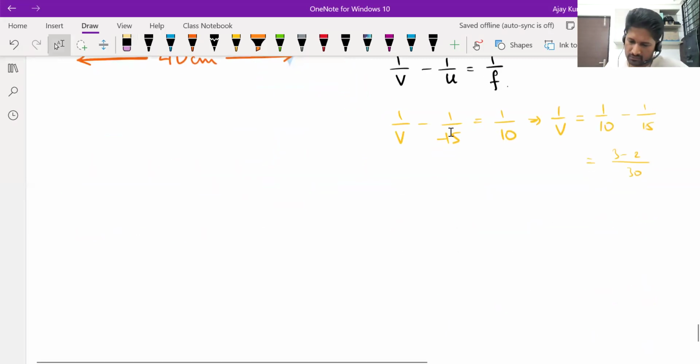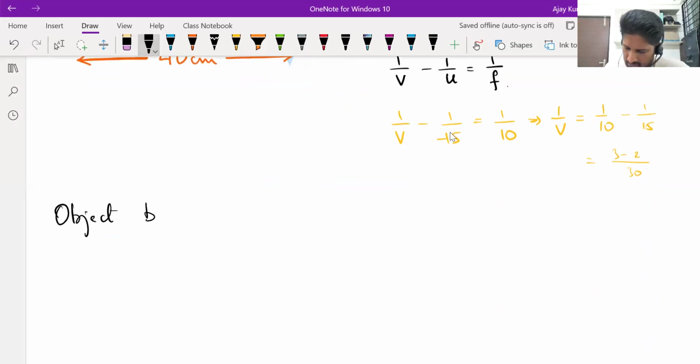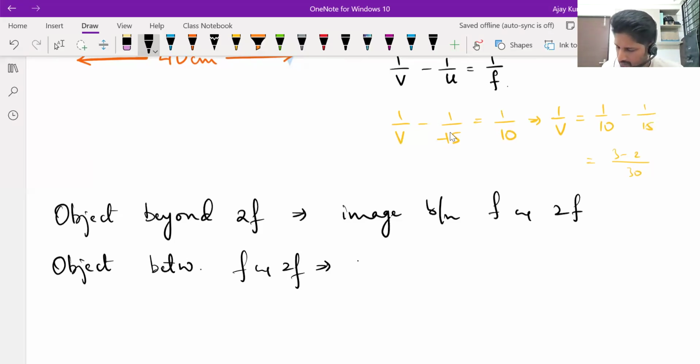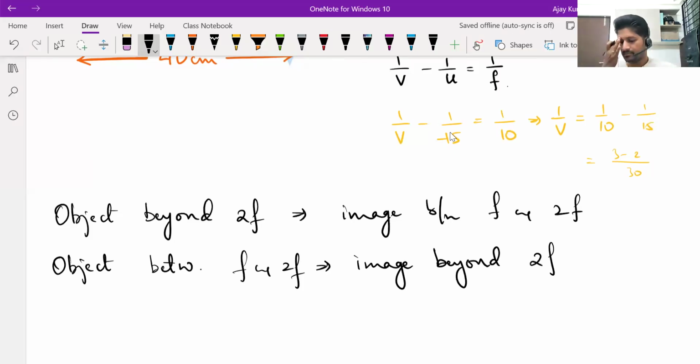Okay. So object beyond 2f, image between f and 2f, on the other side, real image. And if object is between f and 2f, image will be beyond 2f, on the other side, real image. Okay.